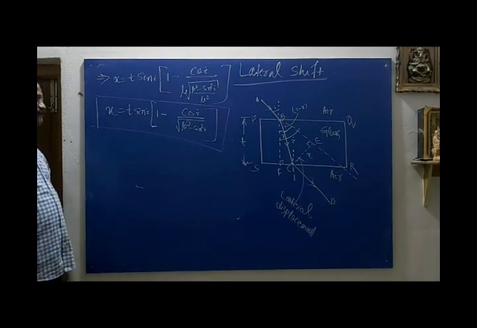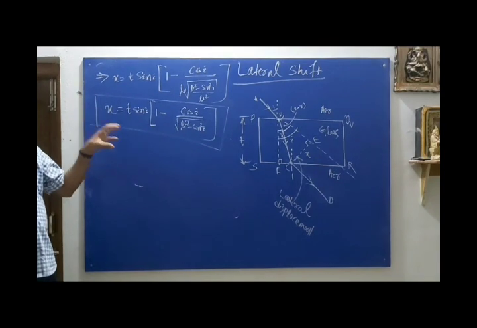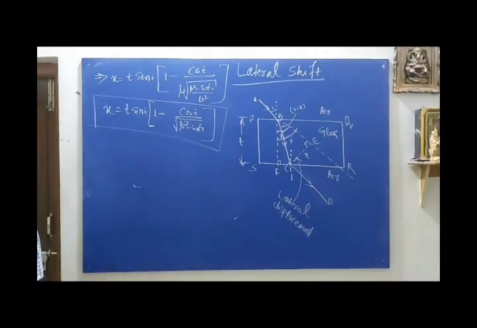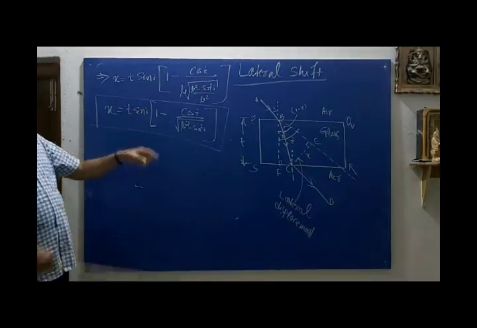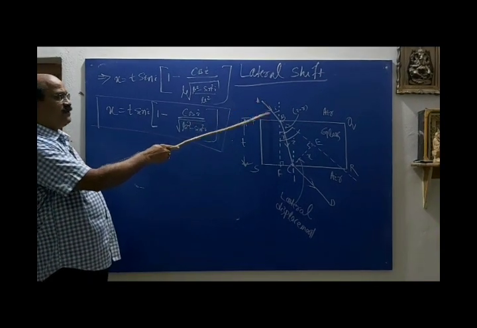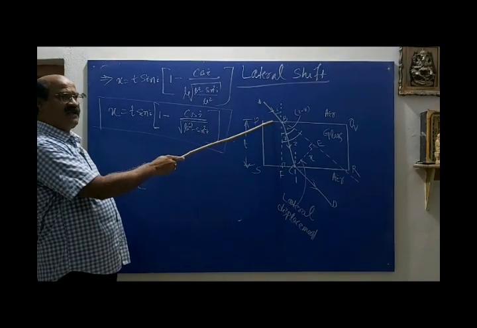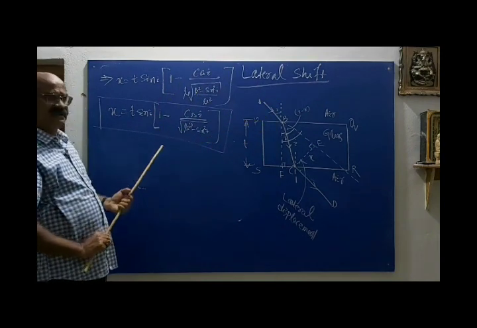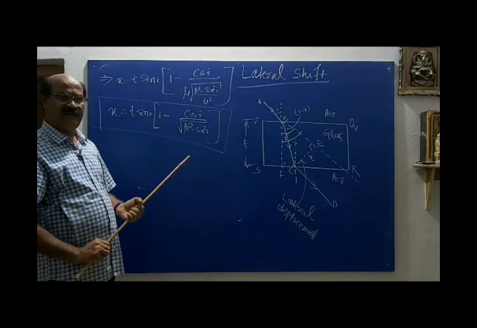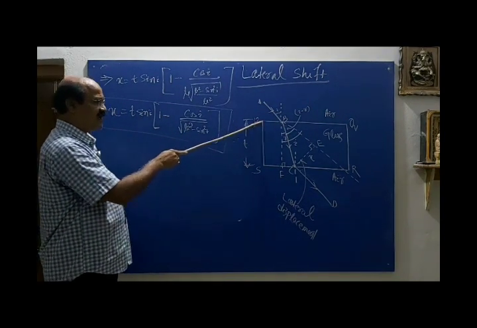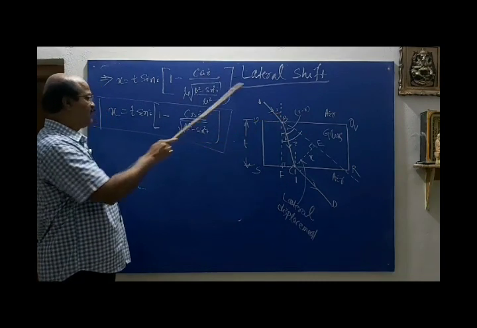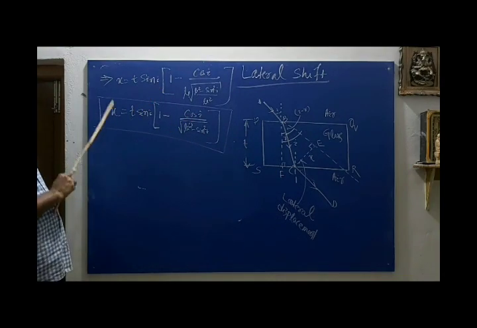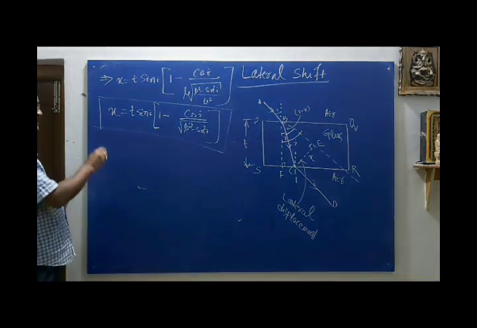What are the factors upon which lateral shift depends? If i tends to 90 degrees, the angle of incidence increases, meaning the ray is more obliquely incident and the angle from the normal keeps increasing. The maximum value of i is when the ray is parallel to the refracting surface, that is i equal to 90 degrees. Then sin 90 equal to 1 and cos 90 equal to 0, so the lateral shift is maximum when i equals 90 degrees.